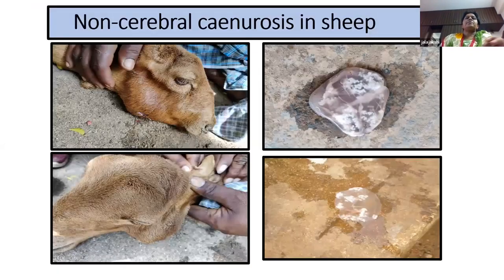So this is a case of non-cerebral coenurosis. A sheep with swelling on both sides of the mandible was presented with a history of pain, unable to chew grass for 7 days onwards, looking dull and weak. On palpation, we found that it is a cyst. We removed the cyst surgically, and the cyst was identified as non-cerebral coenurosis.